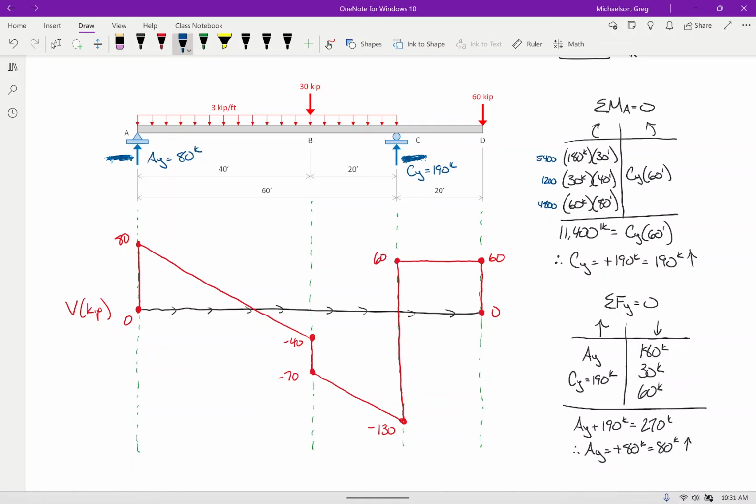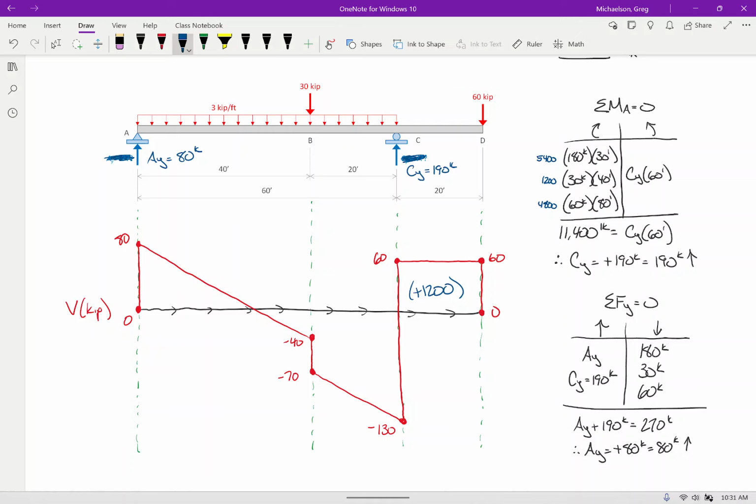What's the area under this part right here? What's the area? It's 1,200. 60 high, 20 across, so 1,200, and I'll call that positive. Okay.